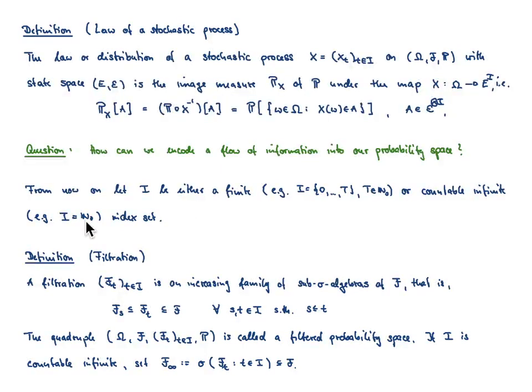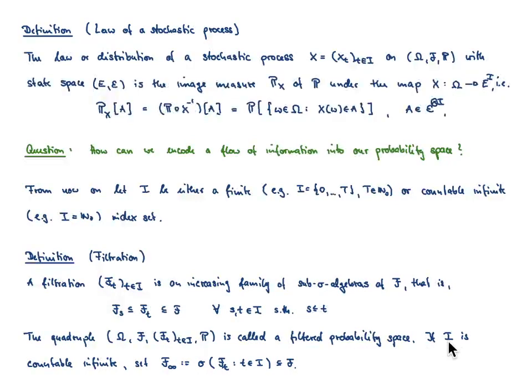So here's the definition of a filtration. A filtration, F_t with t in I, is an increasing family of sub-sigma algebras of F. So this is nothing else but the following. You give yourself two time points, s and t, from I, and s should be smaller than t. And then the sigma algebra F_s should be contained in the sigma algebra F_t. And these are sub-sigma algebras of the sigma algebra F. And the quadruple consisting of our space Ω, the sigma algebra F, this family of sub-sigma algebras, so the filtration, and the probability measure is called a filtered probability space.